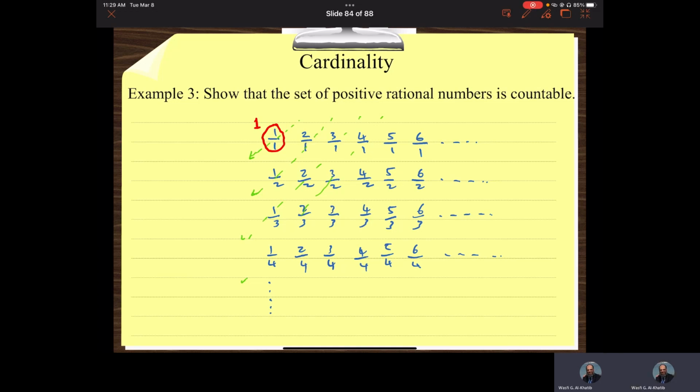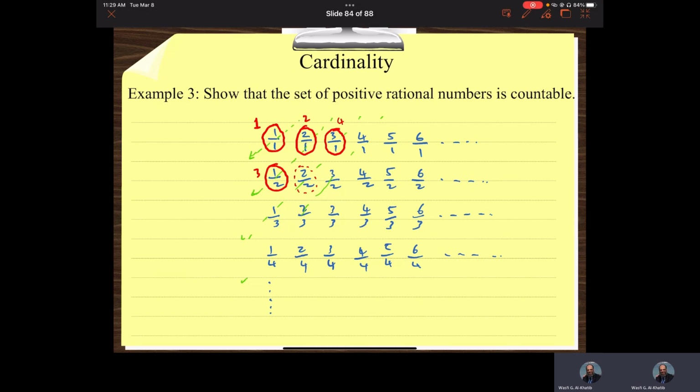Right. Next, where do I go to? I go here, right? Okay, 2. Did I see 2 before? So I will map 2 to 2. Right. Did I see 1/2 before? I'll map 3 to 1/2. Did I see 3 before? So I'll map 4 to 3. Did I see 2 over 2 before? Yes, I saw it. So I will skip it. Because 2 over 2 is the same as 1 over 1, right? It has already been mapped.